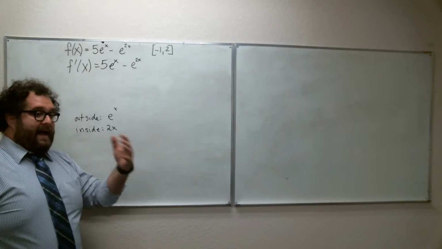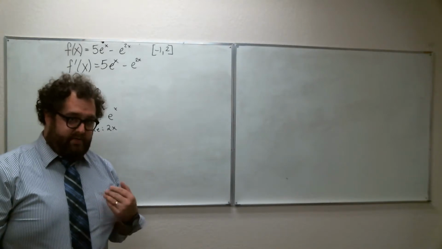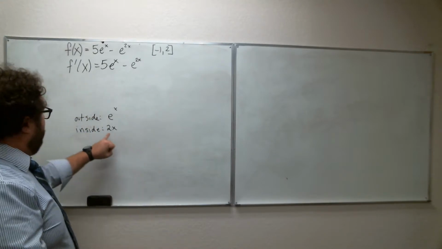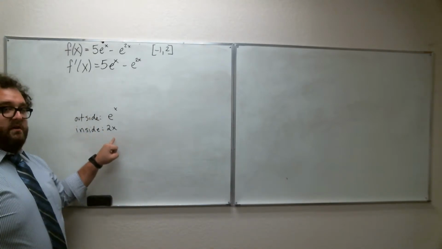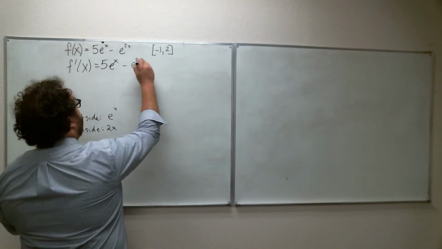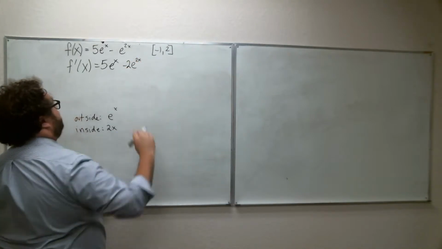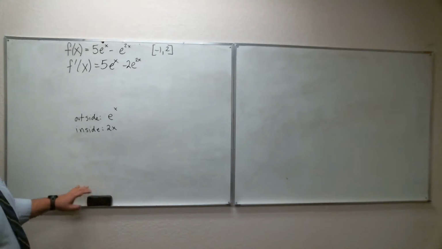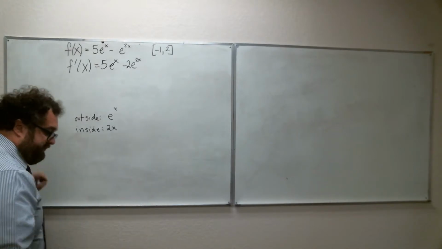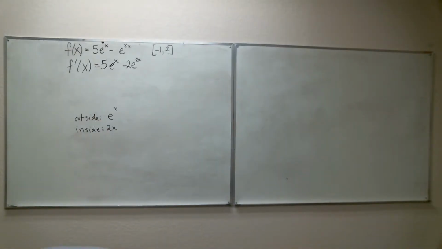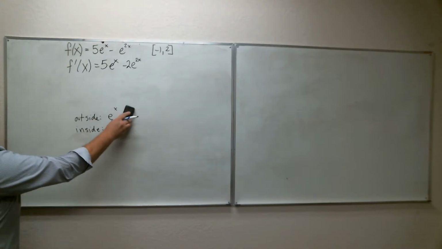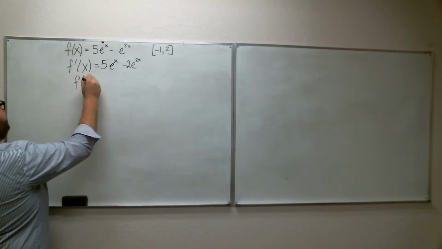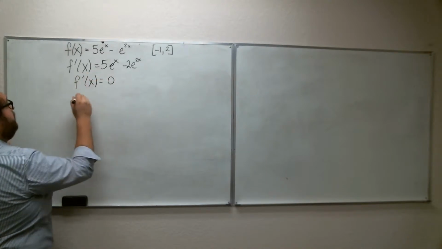But then the last part of the chain rule is that you multiply by the derivative of the inside function. So the derivative of 2x is just 2. So if I just put a 2 there, that is my derivative. Now, to find critical values, we simply need to set the derivative equal to 0 and solve for x. So f prime of x equals 0.